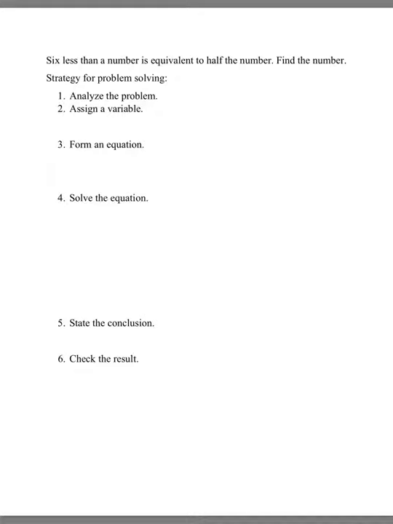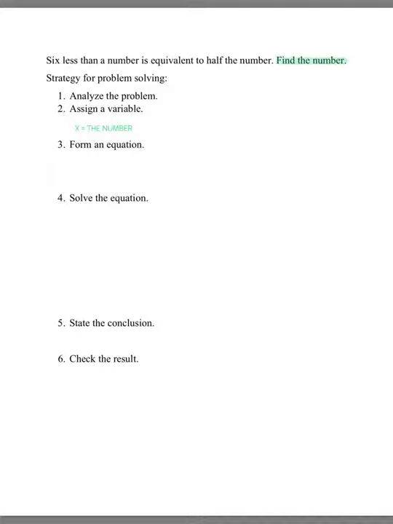So the first thing we want to identify when analyzing the problem is what it is exactly that we're asked to find. So we want to find the number. So we'll go ahead and assign a variable. So that is, we'll do step 2. So now we're going to go ahead and choose any letter. I'm going to use the letter X, and X is going to represent the number, or it could also be represented as a number. Either one is fine, but we'll just use the number for now.